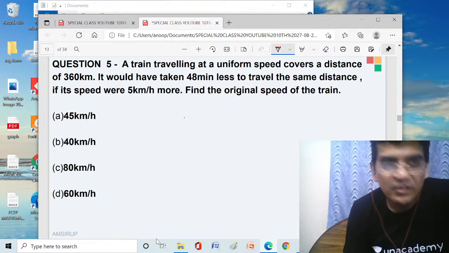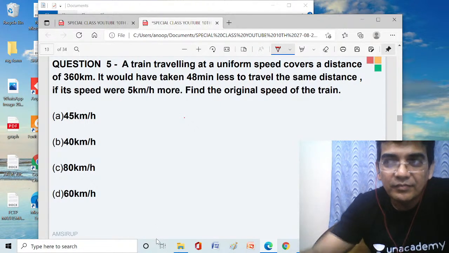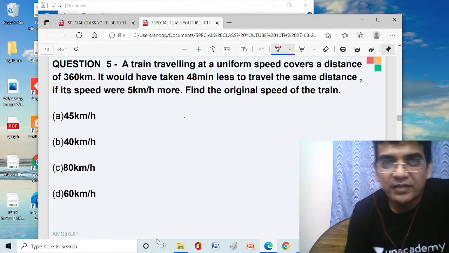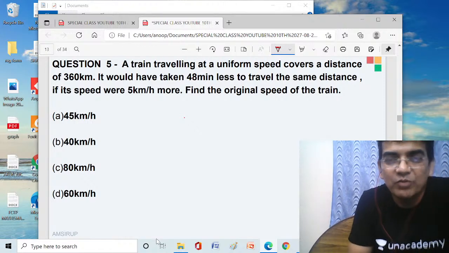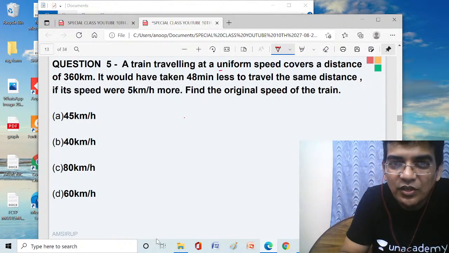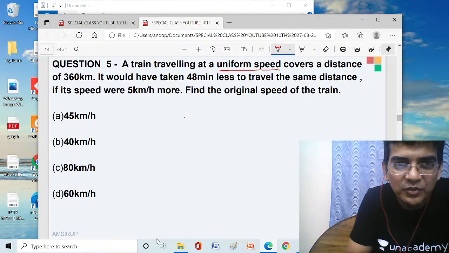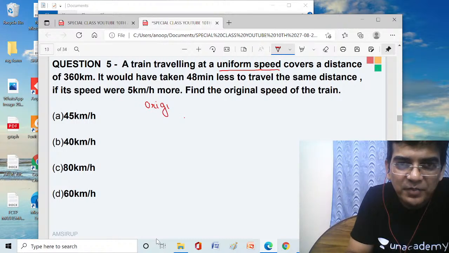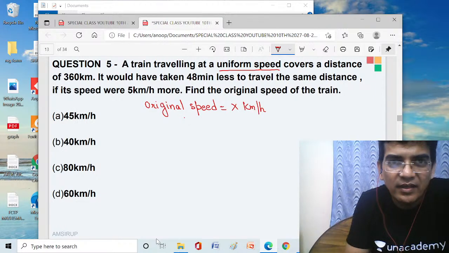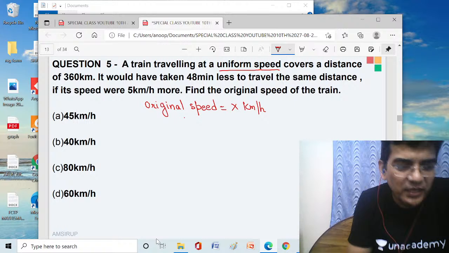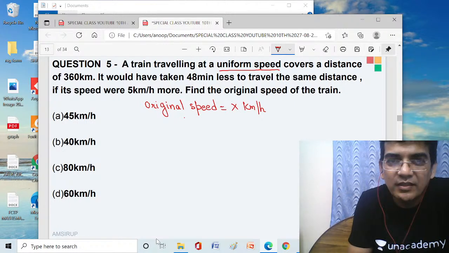What this question says is that a train traveling at a uniform speed. Now they say that the train is traveling at a uniform speed, but that uniform speed is not mentioned over here. What we will do, we will consider the speed of the train. That is the initial speed you can say, or the original speed. So we will consider the original speed, or you can also call it the initial speed. The initial speed or the original speed we have considered as x kilometer per hour. As you can see, they are saying a train is traveling at a uniform speed, but they are not giving you any speed. So you will consider this speed as the original speed.